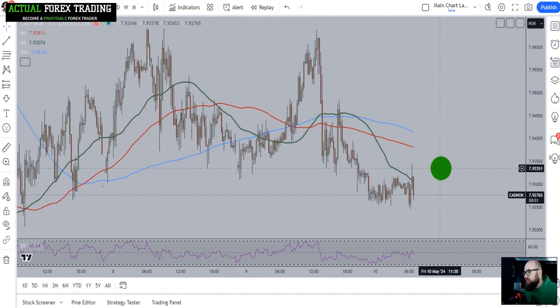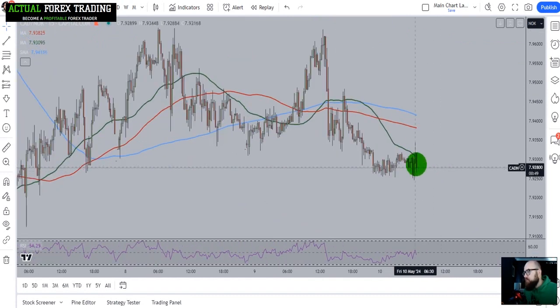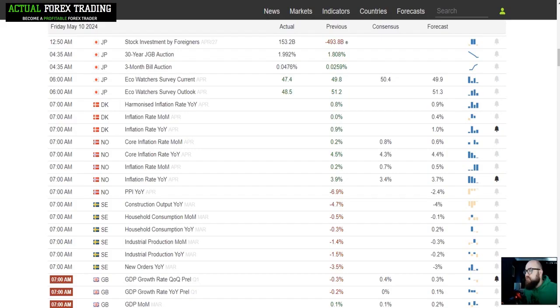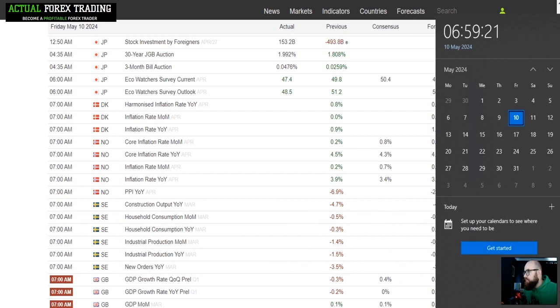Let's go to a smaller time frame. Hoping for a move down, but it's really this inflation figure that's going to determine whether I keep this position open or not. So 30 seconds to go. Let's see what happens here.